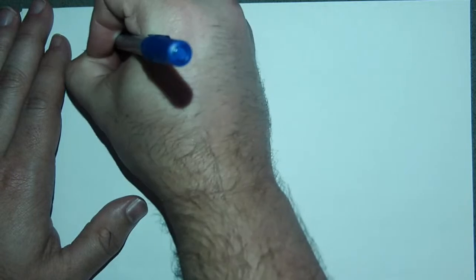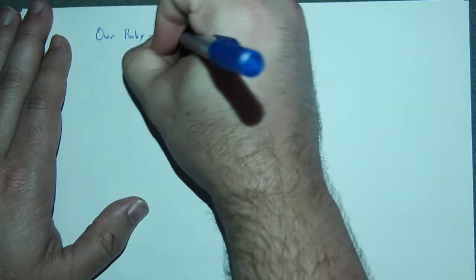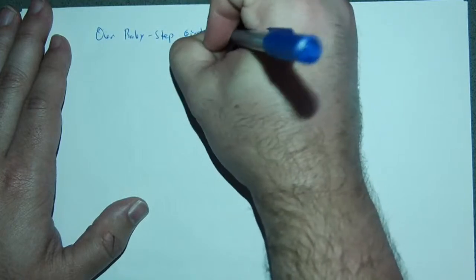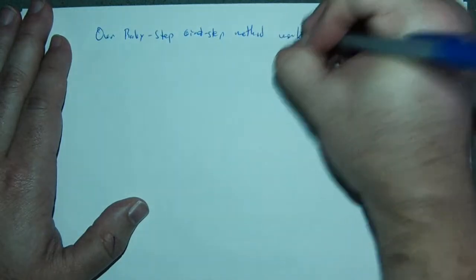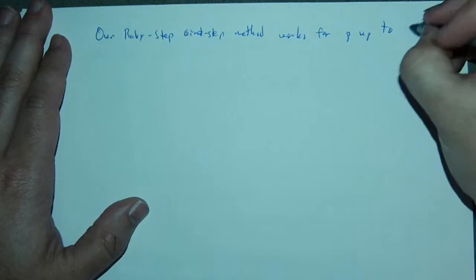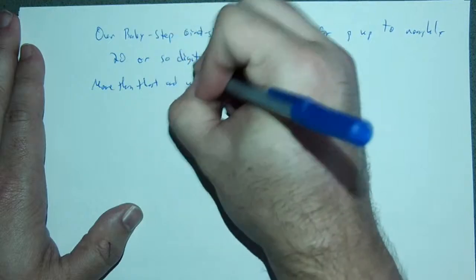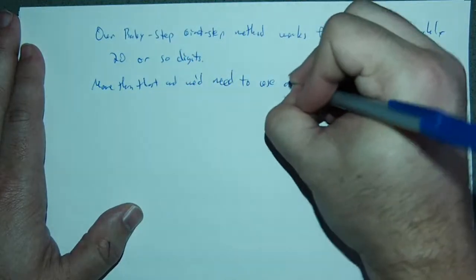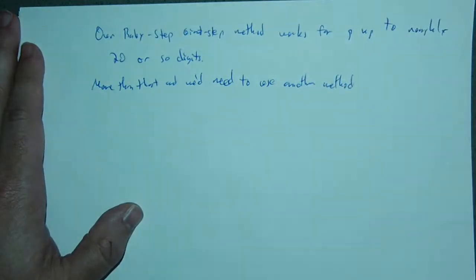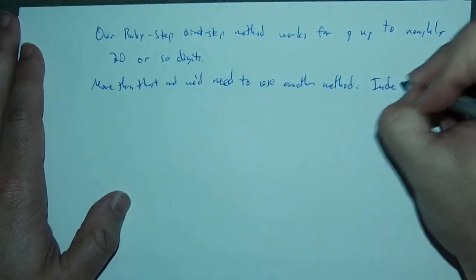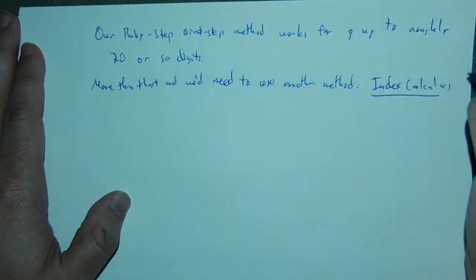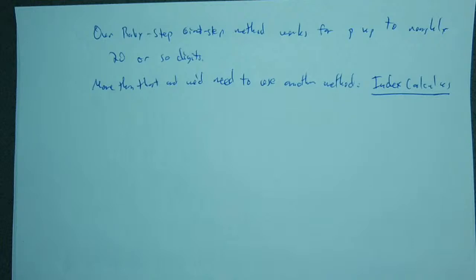So our baby step, giant step method works for p up to roughly 20 or so digits. More than that, and we need to use another method, which is the index calculus. Index calculus is more or less the current state-of-the-art way of trying to solve the discrete log problem.